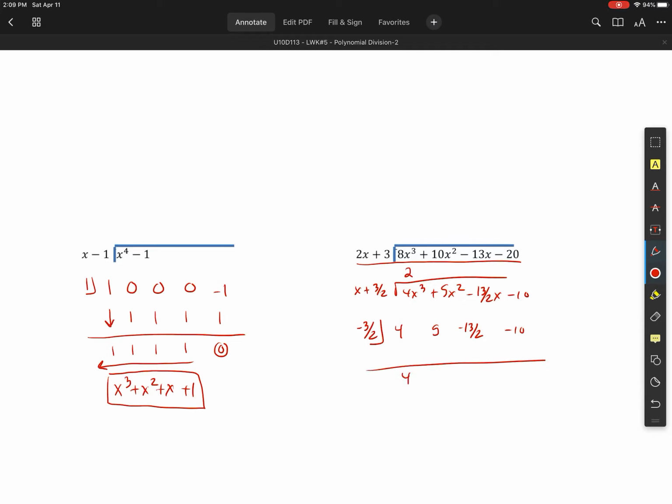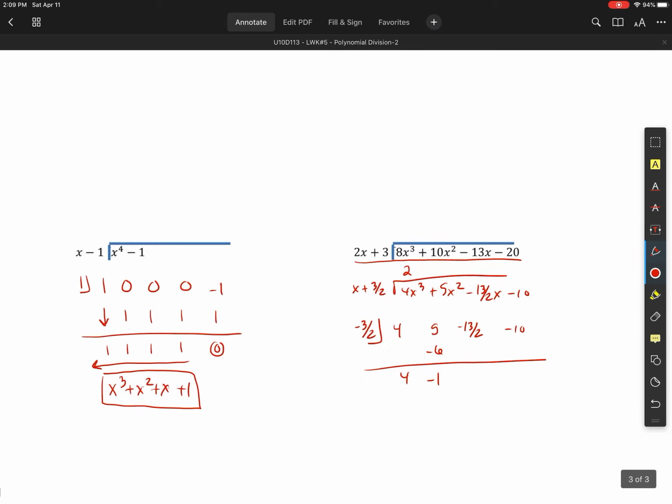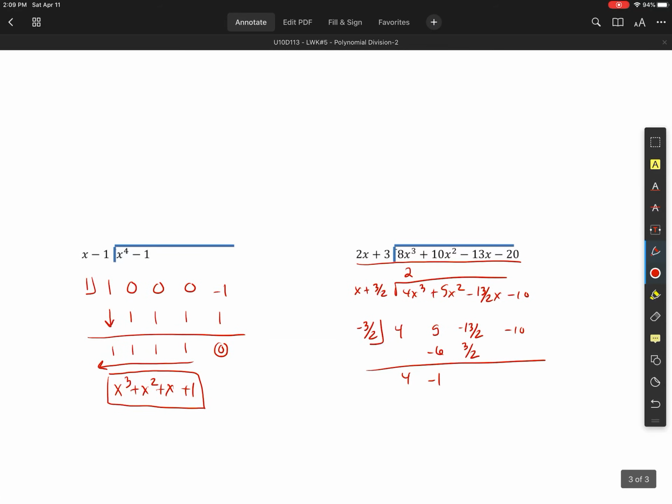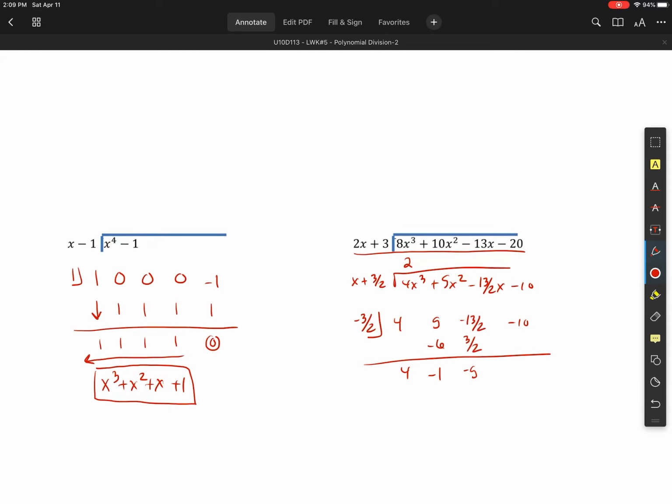Bring down the 4. 4 times negative 3 over 2 is negative 6. Negative 3 over 2 times negative 1 is 3 over 2. We add down negative 10 over 2, which is negative 5. Negative 5 times negative 3 over 2 is 15 over 2. And we have here negative 20 over 2. So we're left with negative 5 over 2.